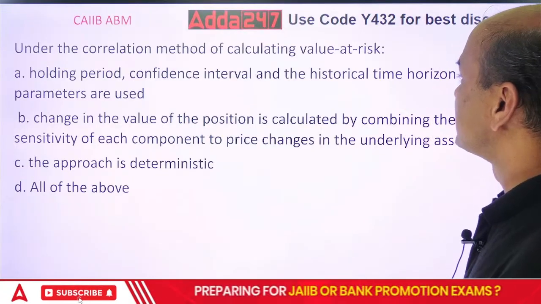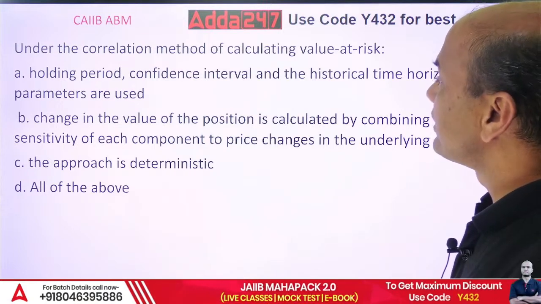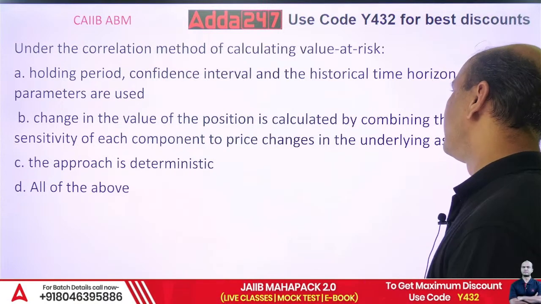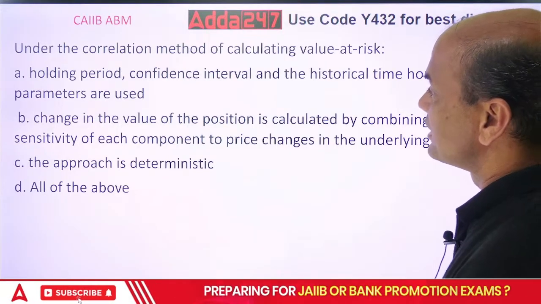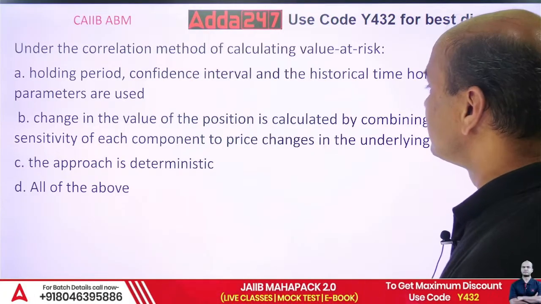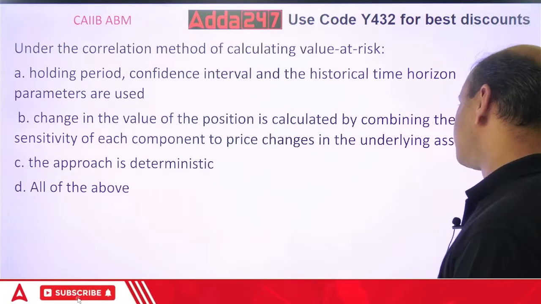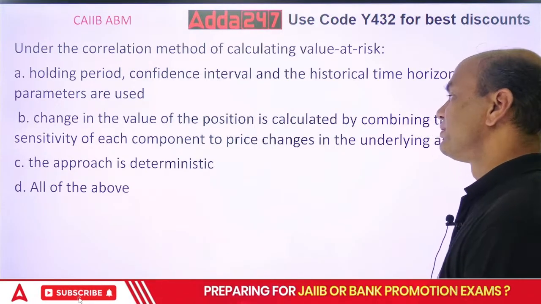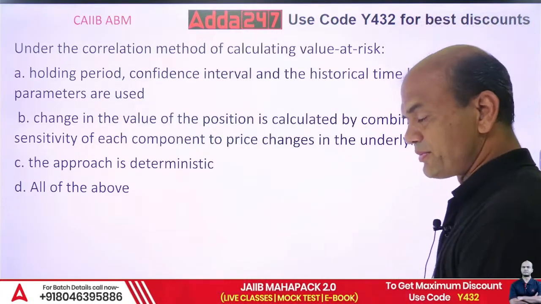Under the correlation method for calculating value at risk, holding period, confidence level, and a historical time horizon parameters are used. Change in the value of the position is calculated by combining the sensitivity of each component to the price changes in the underlying asset. The approach is deterministic and all of the above.